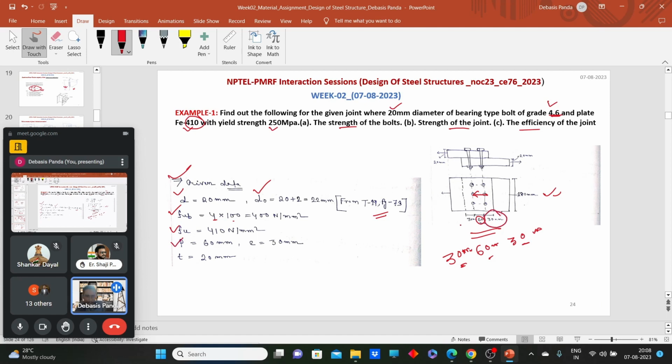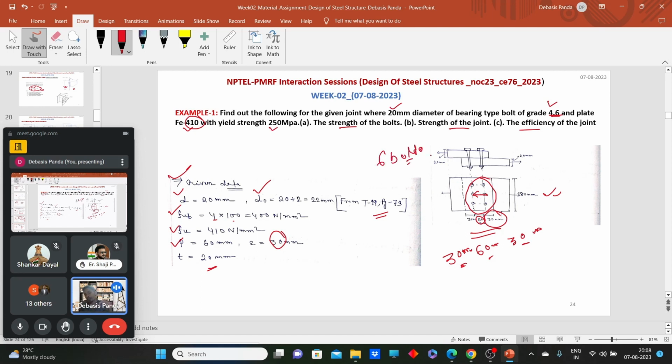So we have written down the pitch. What is that distance? End distance, so 30 mm, and the thickness of the two plates are also given, that is 20 mm each. So that data we have. Now first we have to find out, and one more data we have. What? That we have, how many bolts are there? We have 6 bolts, right?